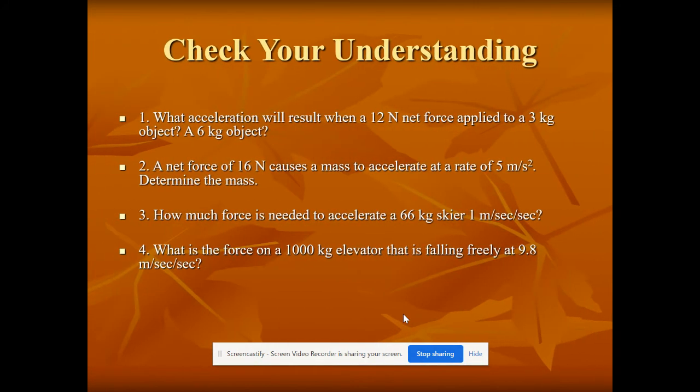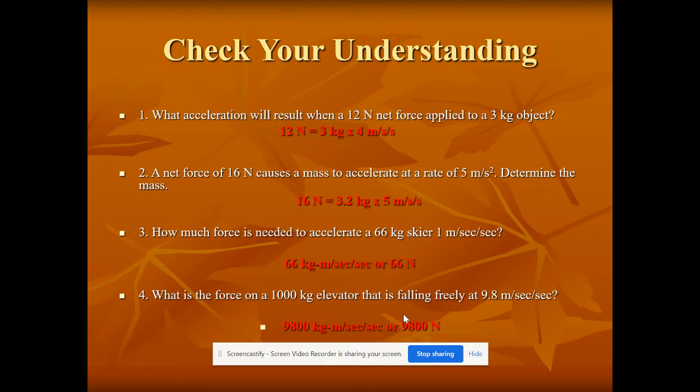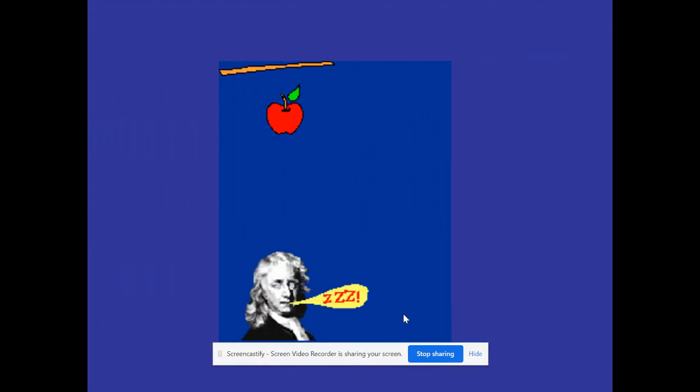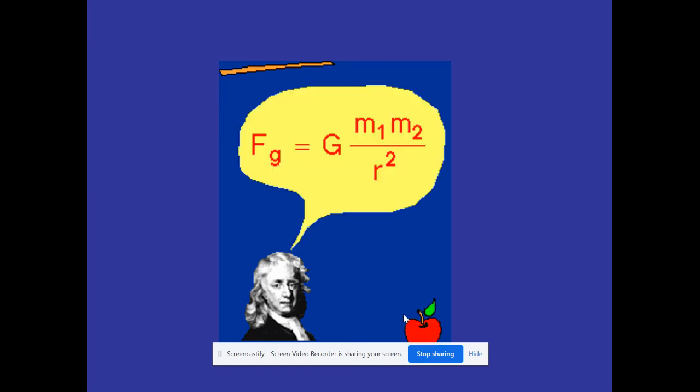This is the famous, I went too far. So this is where he was sitting under the apple tree and force pulled the apple on his head.